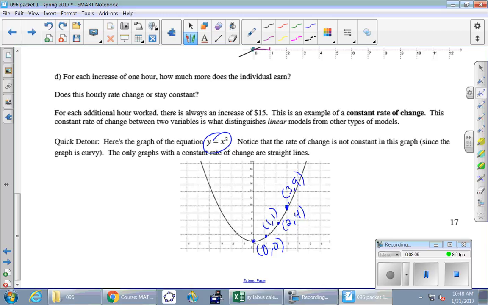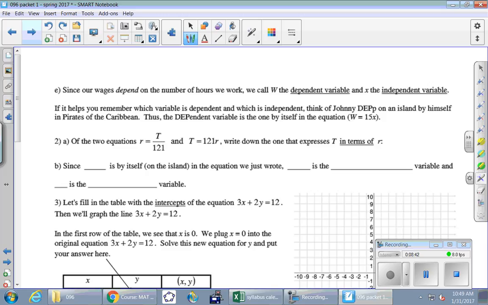So if I go 1 to the right, I need to go up 1. But in the next case, if I go 1 to the right, I need to go up 3. So I used to be at 1 and now I'm at 4. And to get from 4 to 9, how far up? I've got to go up 5. So it's not like over 1 up 15, over 1 up 15, over 1 up 15. It's changing. It was over 1 up 1, then over 1 up 3, then over 1 up 5, even more. It's not a constant rate of change. It is something curvy, not straight. Okay. On the next page.